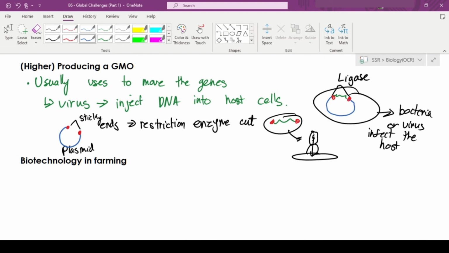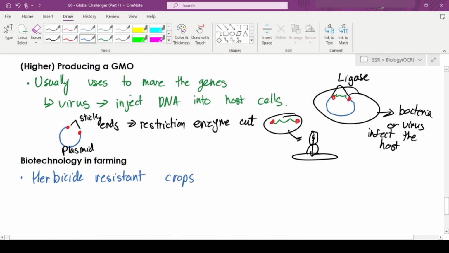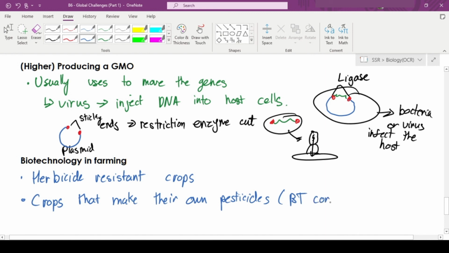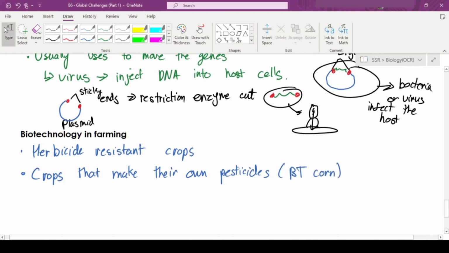What this has led to is some biotechnology in farming. And one of the first ones that we came up with was herbicide-resistant crops. So what we could do here is we could spray a herbicide on the field and it wouldn't kill those crops, but it would kill everything else. And then we developed crops that could make their own pesticides. And this is the case with, for example, BT corn. It produces its own pesticide and it's able to kill off the things that try and eat it.